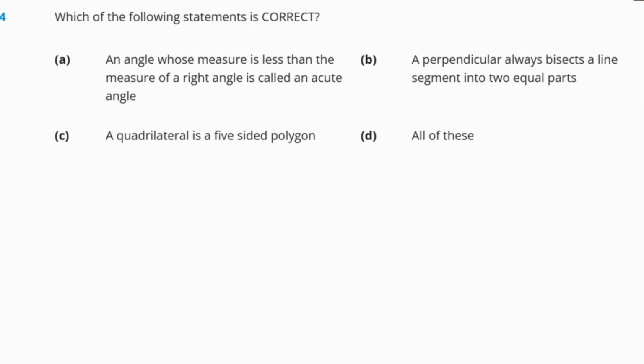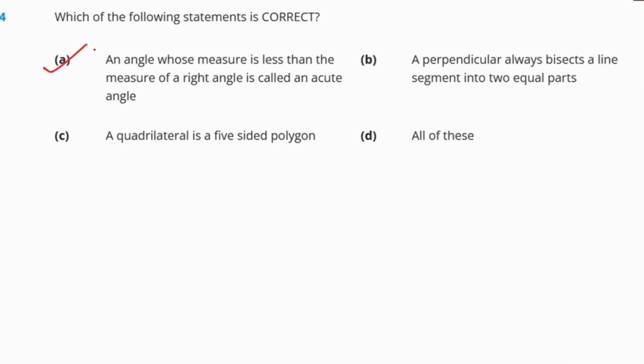Here this is true because an acute angle will always fall in between 0 degree and 90 degree. The angle which is greater than 0 degree and less than 90 degree is what we call an acute angle. So the first statement is correct.